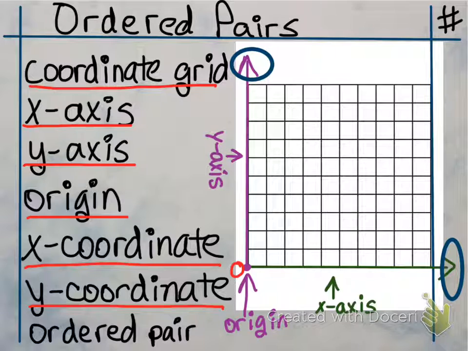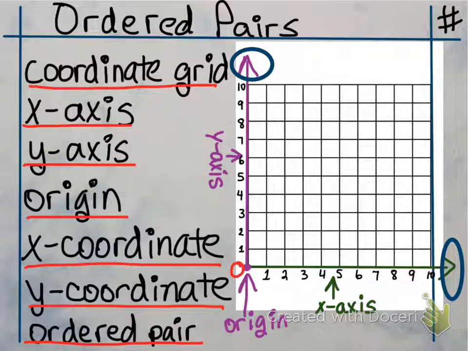One term that I forgot to add is the term ordered pair. We use an ordered pair to name a point on our coordinate plane. In order to locate a point on our coordinate plane, it is helpful to label our x-axis and y-axis with numbers. In this instance, each of the lines on our axis in our grid are going to equal 1 unit. So I've numbered the x-axis and y-axis by 1s, 1 through 10.